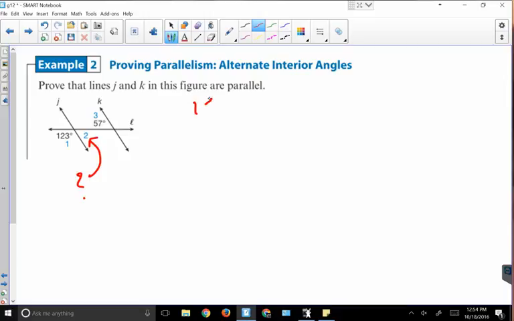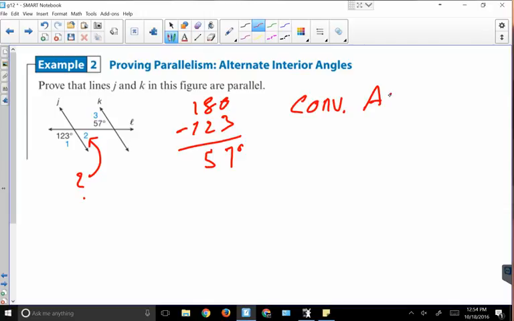Absolutely correct. So if I take 180 minus 123, I end up with what? 57 degrees. So I now know that that's 57 degrees, correct? And because that's 57 degrees, why are these parallel? Well, that would end up being the converse of the what? Alternate interior angles. The converse of it. Okay?